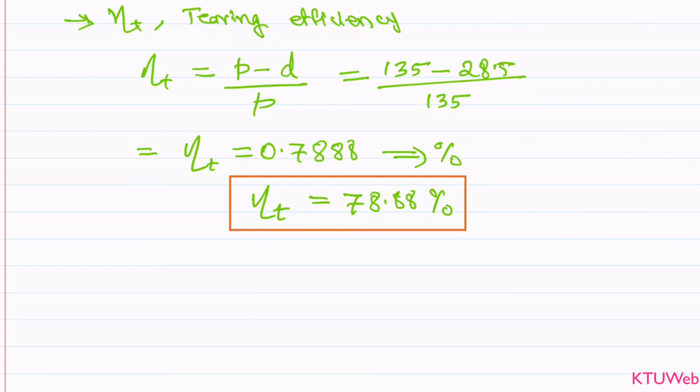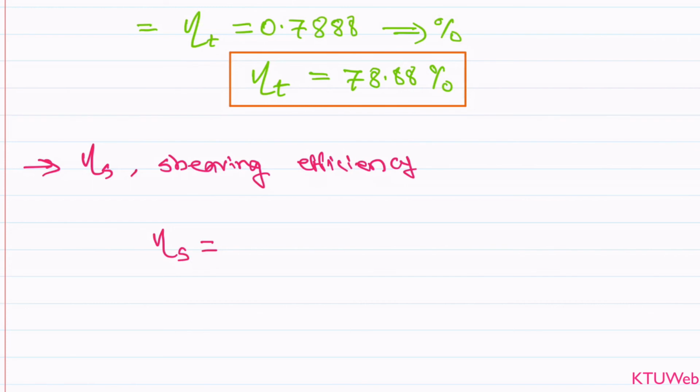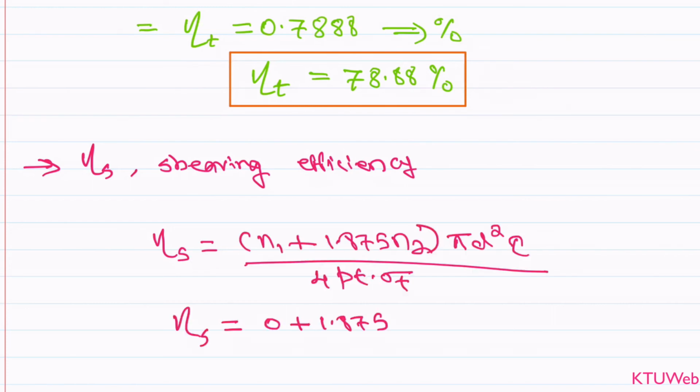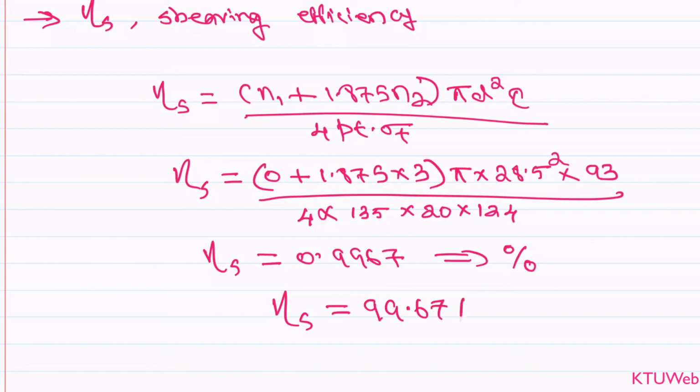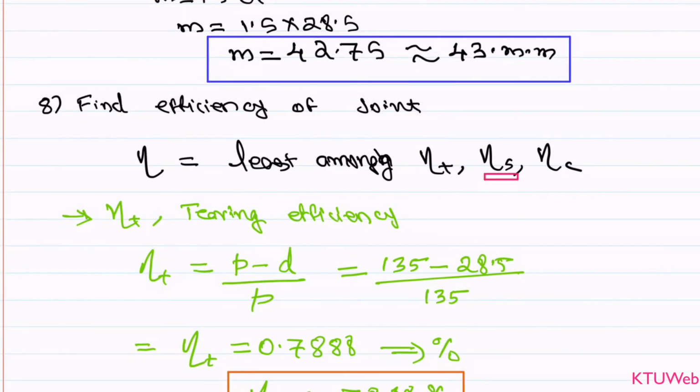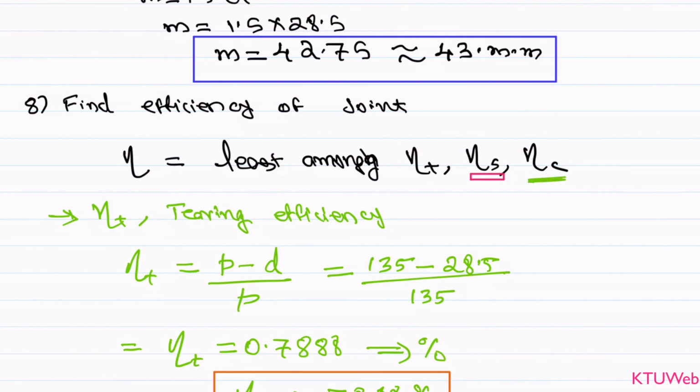Now we found the tearing efficiency of the rivet as 78.88. Then we can go for the next type of efficiency, that is the shearing efficiency. We have the expression for shearing efficiency, and upon applying the values, we have N2 equal to 3 and N1 equal to 0, as we applied in the previous case. Upon solving, we get eta S equal to 0.9967, and in percentage, eta S is equal to 99.67%. Now we have to find the third efficiency, eta C, the crushing efficiency.